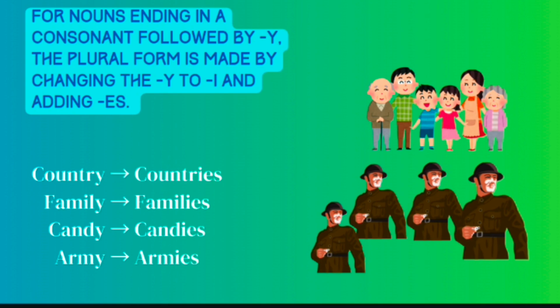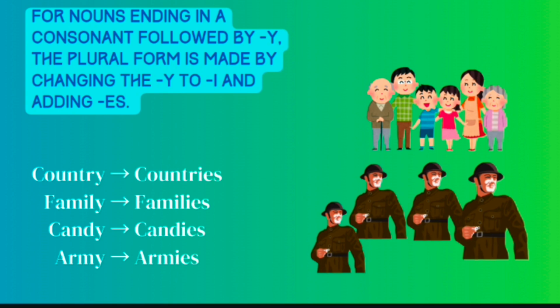So let me go through the first example. The first example that I have shared here is country. Now be very careful. The word country ends with Y and the second last letter is R, that is a consonant. So the first thing we do is we remove the letter Y and put an I there, and then we add ES. So country becomes countries.